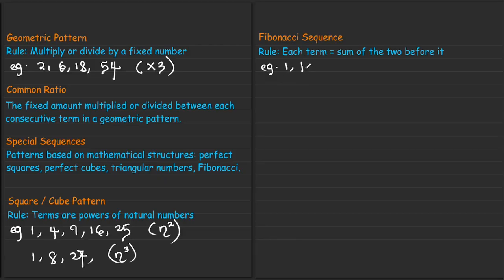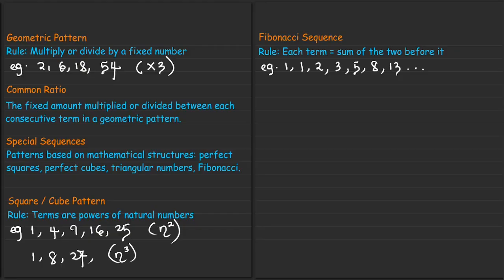So for the first and second term, which is 1 and 1, 1 plus 1 gives us what? A 2. The next term will be 2 plus 1, which is a 3. The next term will be 3 plus 2, which is a 5. The next term will be 5 plus 3, which is what? An 8. The next term will be 8 plus 5, which is a 13. And it goes on and on. This is what we call the Fibonacci sequence. So we've considered some basic sequences, including the arithmetic, geometric, square, cube, and the Fibonacci.